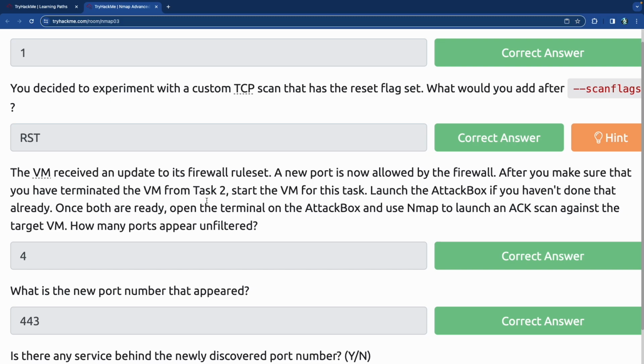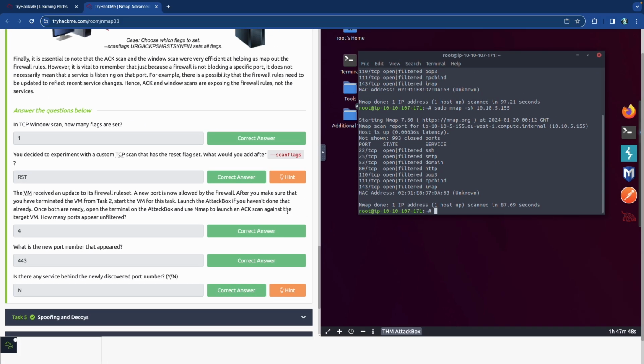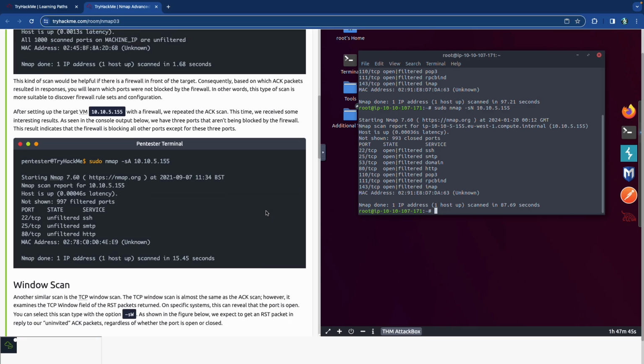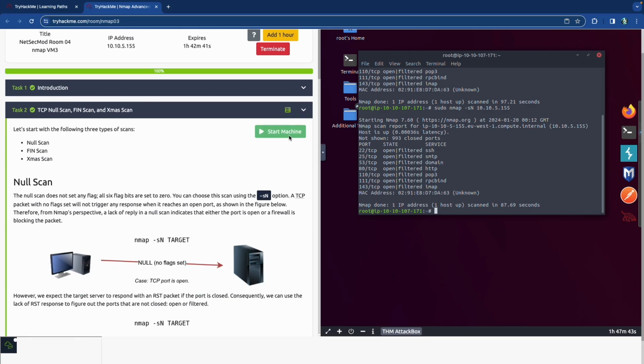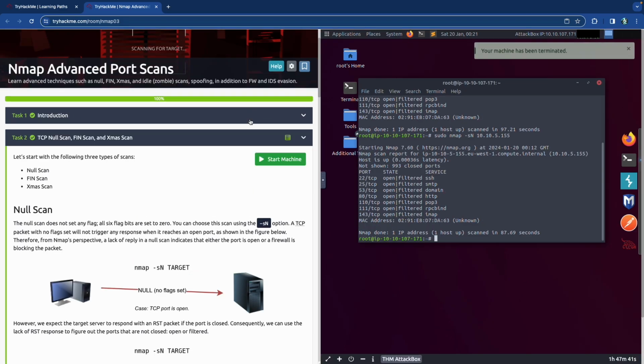After you make sure that you've terminated the VM from task 2, start the VM for this task. Oh, I didn't realize that there was a VM for this task. Is there one? Yes, there is. So let me terminate this thing.